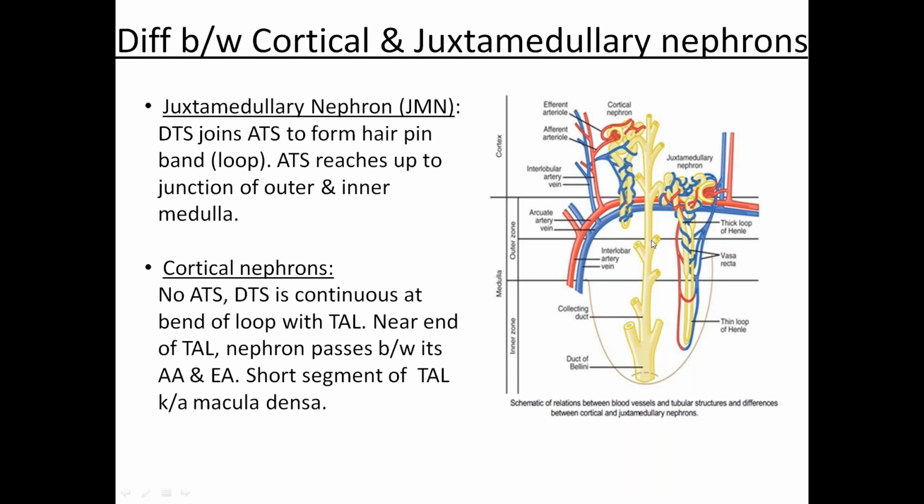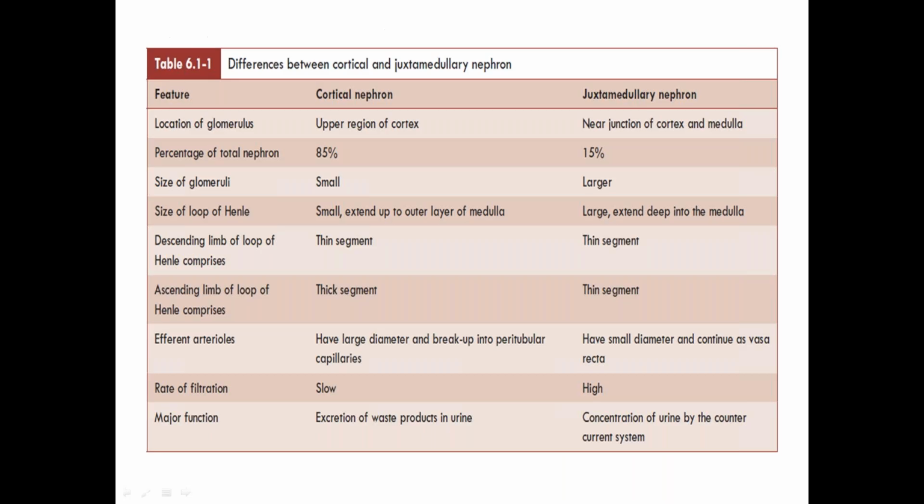Okay, so broadly, these are the differences between the two kinds of nephrons. And this is an important question. This is a chart showing all the differences. The glomerulus is mostly in the upper region of the cortex. In this case, it's near the junction of cortex and medulla. I told you these are nearly 85% cortical, 15% JMN, the juxtamedullary nephrons.